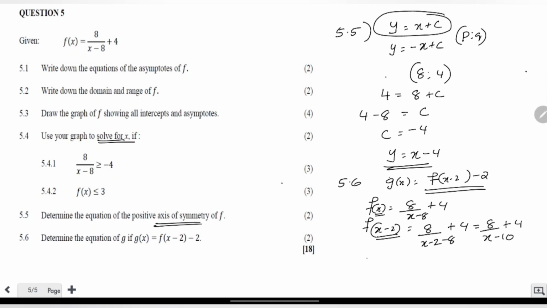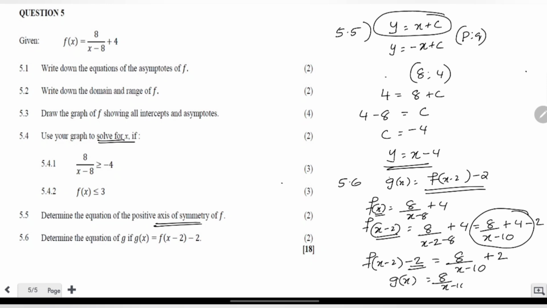But we haven't finished. This is actually f of x minus 2 inside the bracket, and outside there is another minus 2. So the one that I circled is f of x minus 2. So what must I do? I have to subtract 2 at the end. So it's going to be 8 divided by x minus 10, plus 4 minus 2 is plus 2. So f of x minus 2, minus 2 is g of x. So g of x, I got it: 8 divided by x minus 10, plus 2. It's a matter of substitution like that.